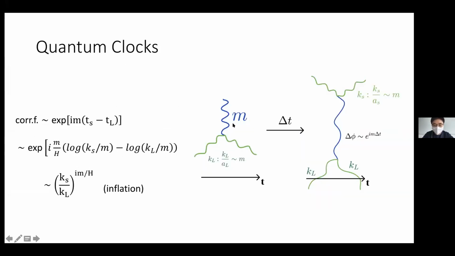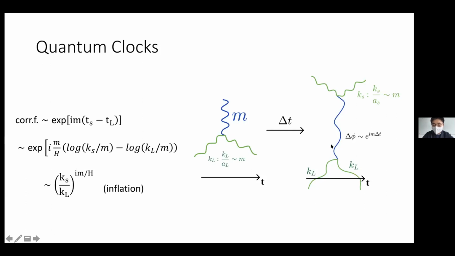The quantum clock is that in the early universe, there was a heavy particle or field with mass m, and the associated fluctuation can be related to some massless particle like the inflaton with resonance. And after the time delta t, if the universe is expanding, the wavelengths can be longer, and this heavy particle can decay into other massless particles with a resonance.